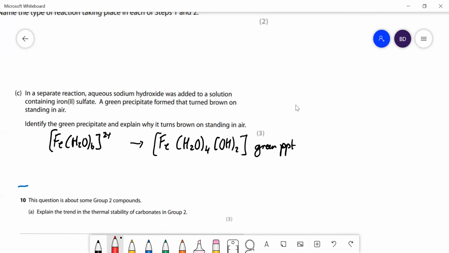Now, the oxidation number of the iron in there is obviously +2, but if you leave it in air, air contains O2, which is a pretty good oxidizing agent, and it oxidizes the iron 2 to iron 3, so you end up with this precipitate. So you need 3 hydroxides to make it uncharged this time, because it's a 3+, and that is the brown precipitate.